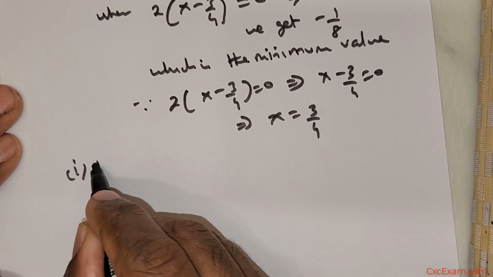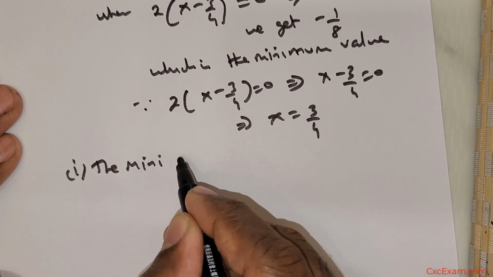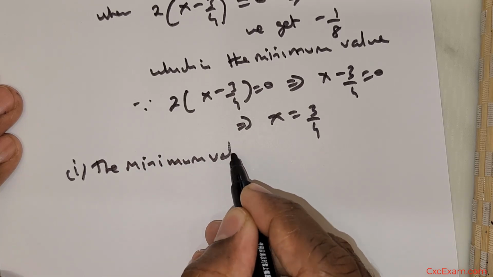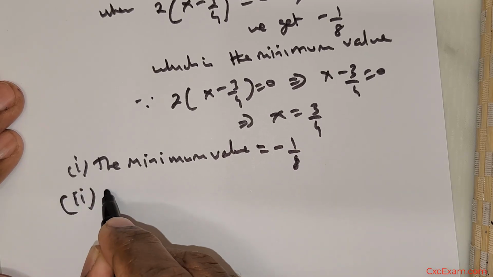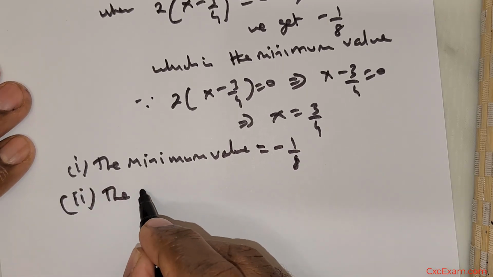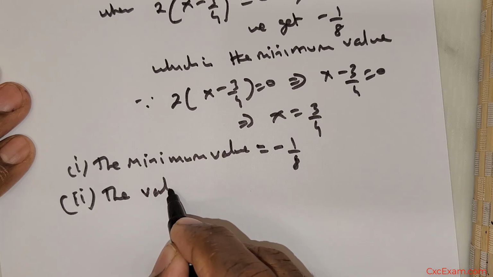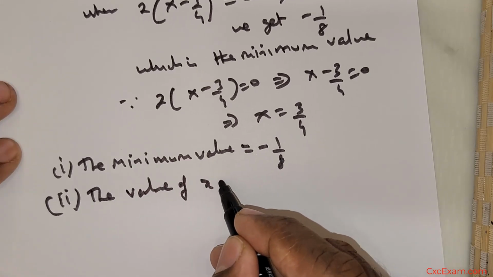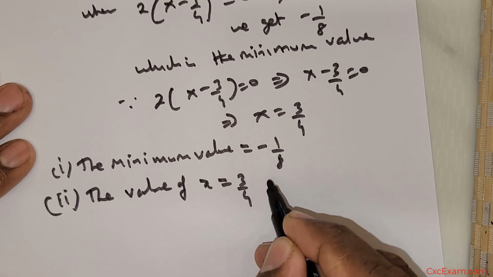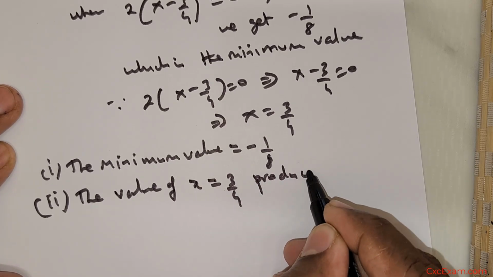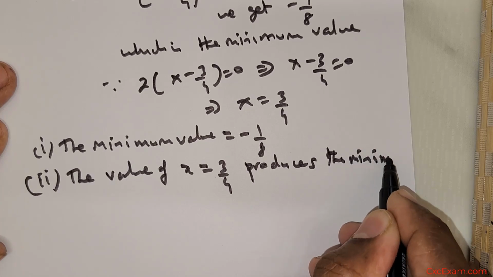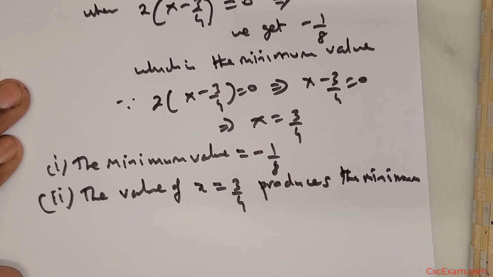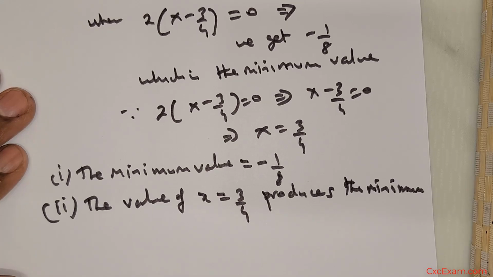So how are you going to state it? For 1, the minimum value is equal to negative 1/8, and then for 2, the value of x equal to 3/4 produces the minimum value. Okay, so that completes the solution for this question. We move on to the next one.